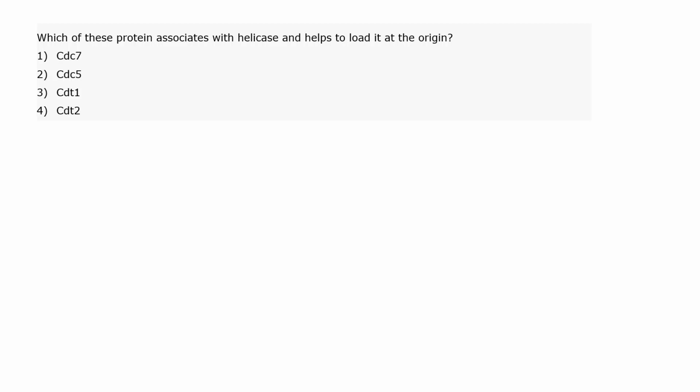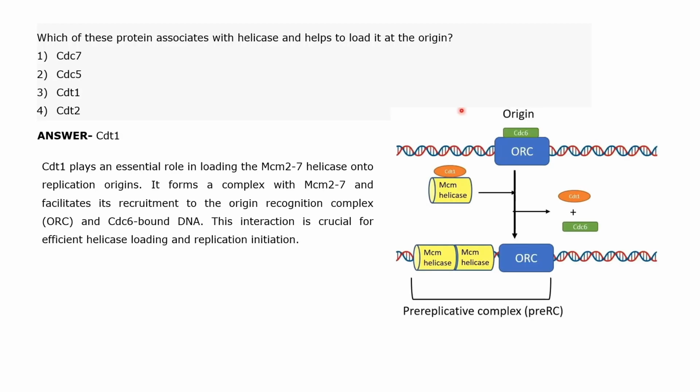Which of these proteins helps to load the helicase into the replication origin? Okay, so I think I will just give you the answer. The answer to this question is CDT1, that is option number 3. So basically this is the diagram there.